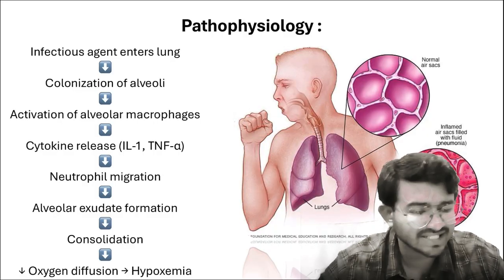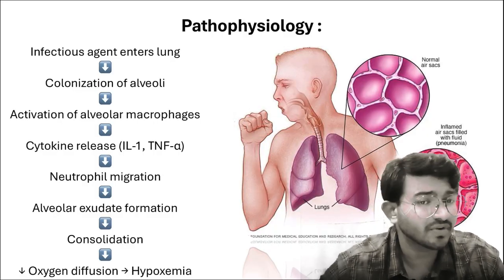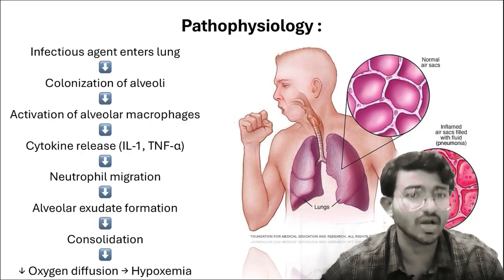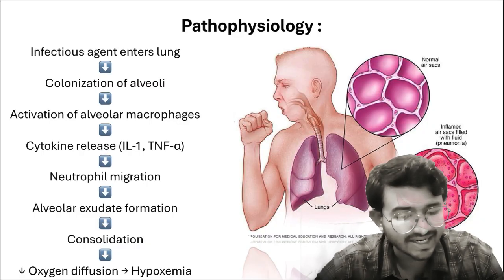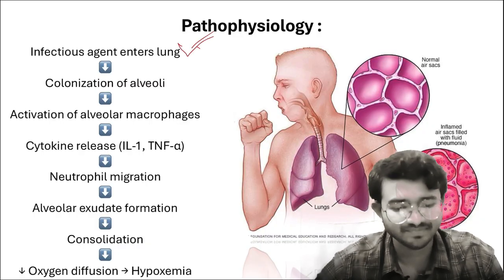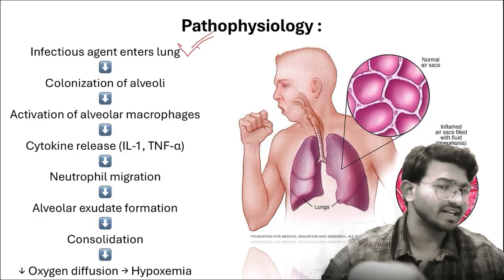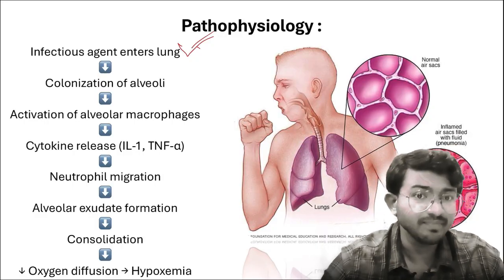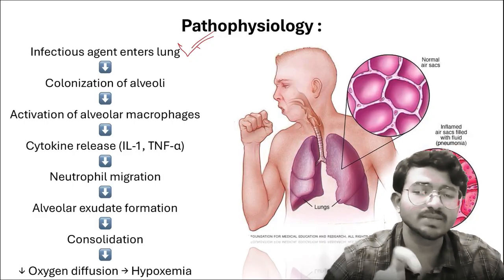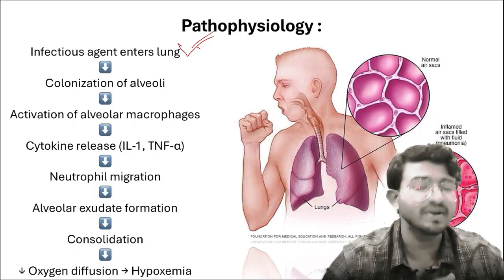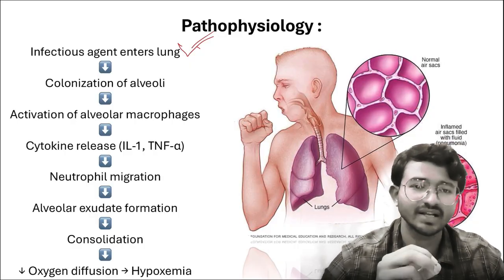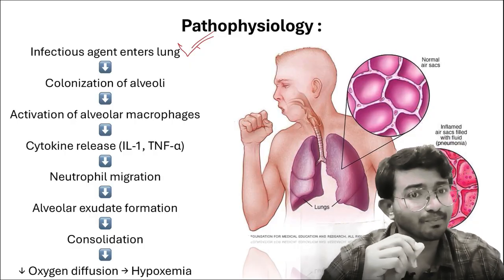So if you are seeing this image, you can see here, first of all, the infectious agent, the microorganisms, will enter into the lungs. Next, after entering the alveoli, the bacteria will become colonized. That means it will divide and it will multiply.